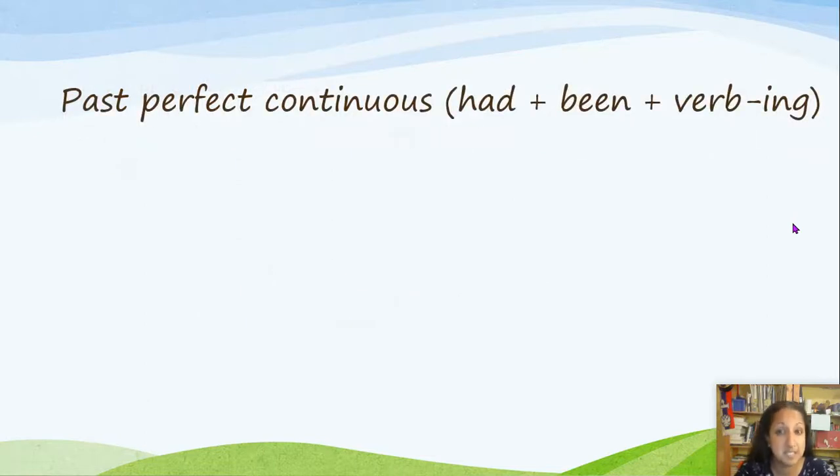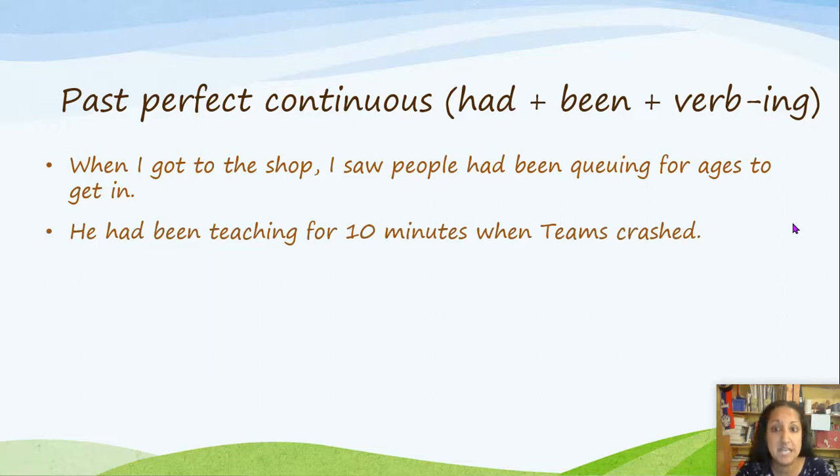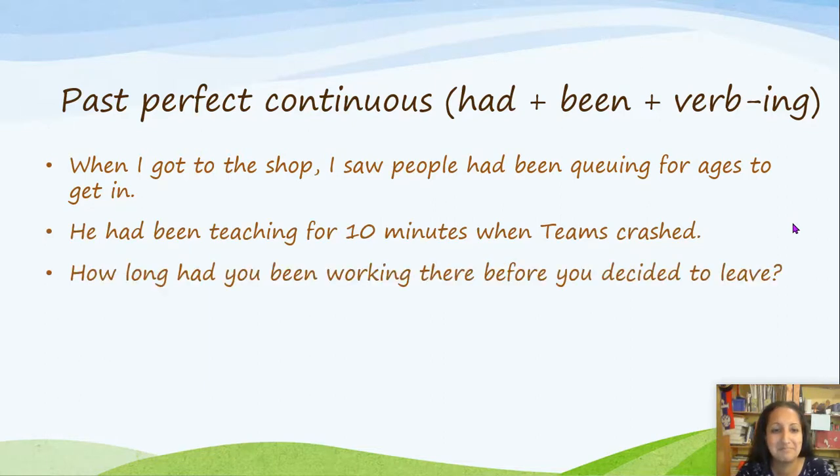The past perfect continuous takes had and been, and then we add the ing form of the main verb. For example, when I got to the shop, I saw people had been queuing for ages to get in. He had been teaching for 10 minutes when Teams crashed. How long had you been working there before you decided to leave? So for each of these past perfect continuous actions, the action was in progress for some time before another past action happened.